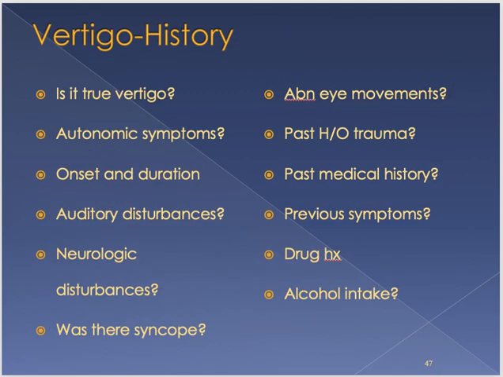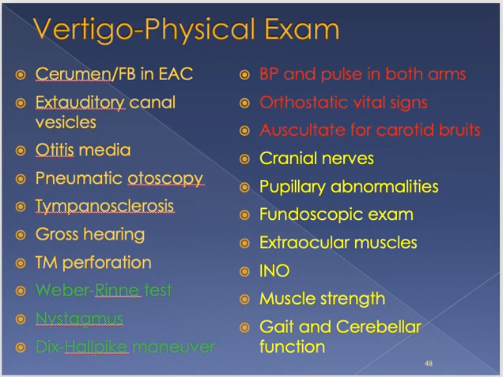So anyhow, guys, whenever anyone presents with vertigo, first of all, you have to establish whether it's a true vertigo. Check for the autonomic symptoms, onset and duration, auditory disturbances, neurologic disturbances, differentiating whether it's central or peripheral. Is this a syncope? Abnormal eye movements like nystagmus, history of trauma, past medical history. So you will take a good history, then you will go for the examination.